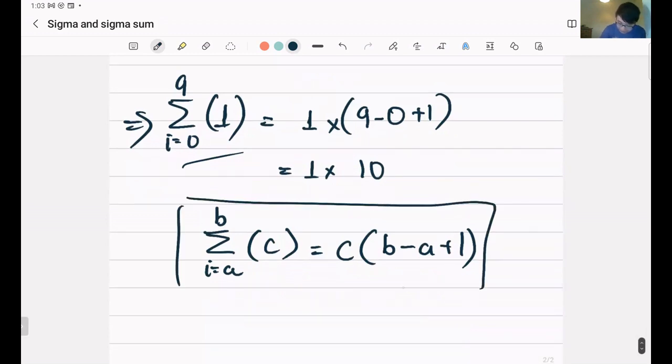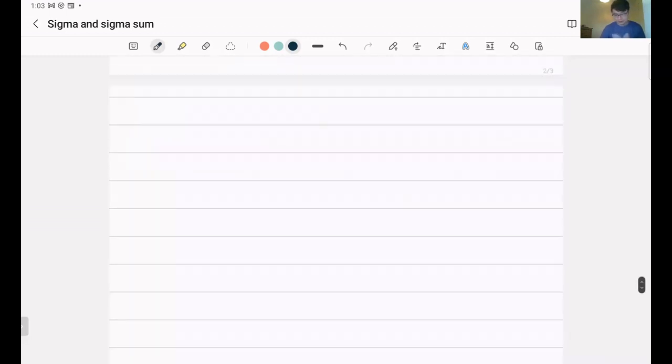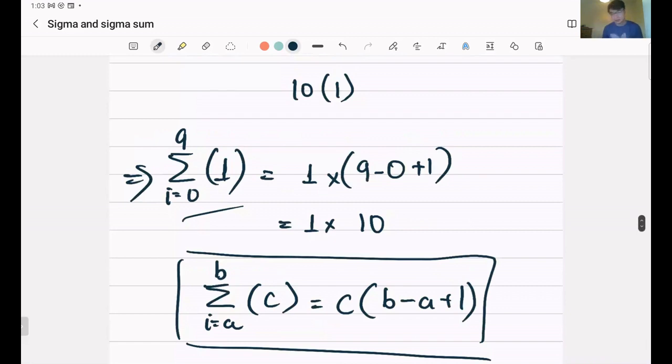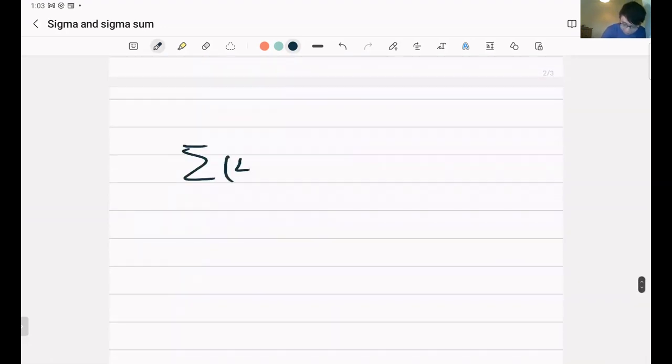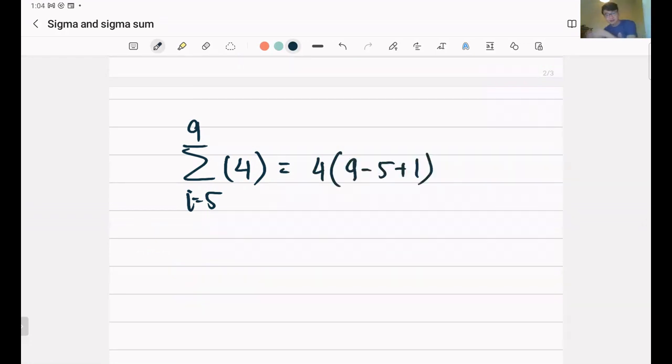Remember that in any case, in terms of the number of terms inside the sigma sum, this is the way we add them up. I'm going to bring up another example. For example, if I'm adding all the 4s together, but my index starts at 5 and ends at 9, how many 4s am I adding together? The answer is 4 times (9 minus 5 plus 1). 9 minus 5 is 4, and 4 plus 1 is 5. So five 4s are added together to make up this sigma sum.